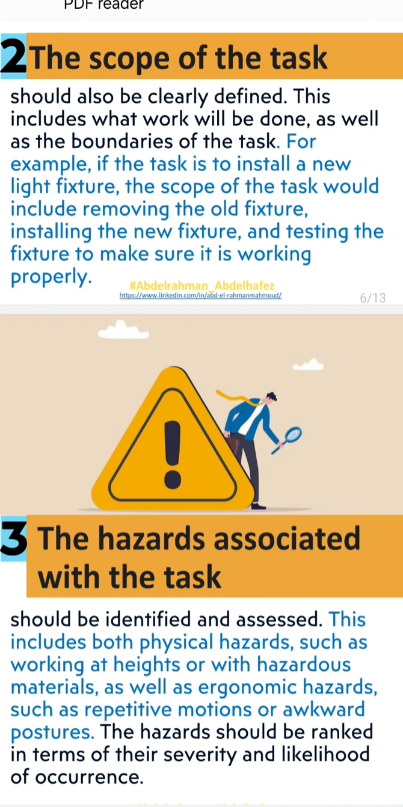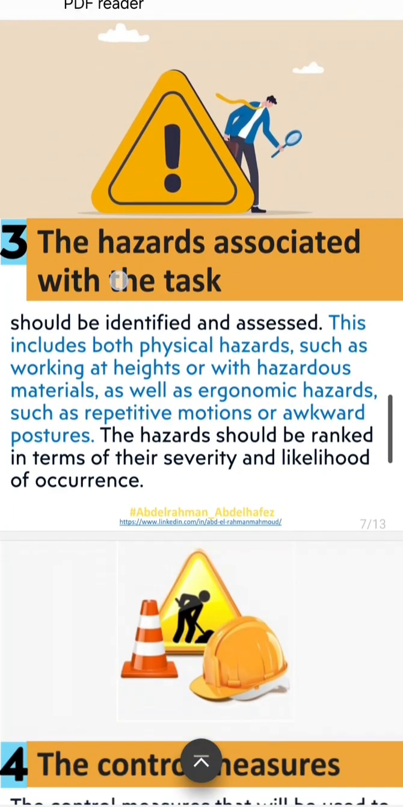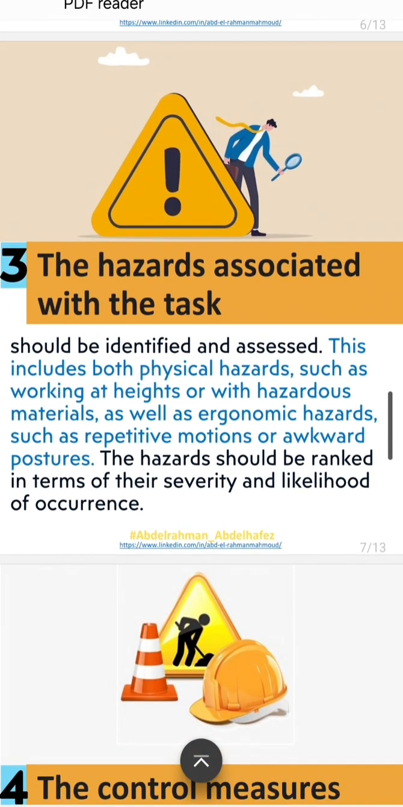For example, if the task is to install a new light fixture, the scope of the task would include removing the old fixture, installing the new fixture, and testing the fixture to make sure it is working properly. And the third point is that the hazards associated with the task should be identified and assessed. This includes both physical hazards, such as working at height or with hazardous material, as well as ergonomic hazards such as repetitive motions or awkward postures. The hazards should be ranked in terms of their severity and likelihood of occurrence.